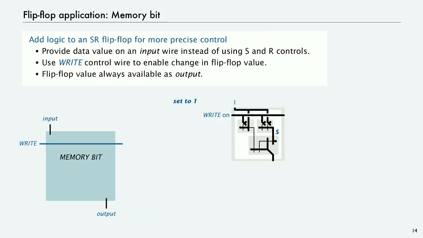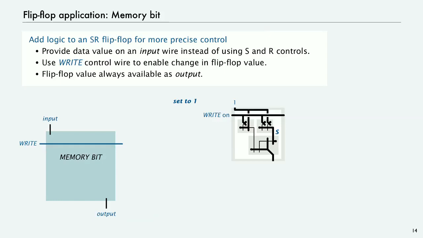And usually we think of turning this on just briefly, just enough to get the flip-flop to flip for a few gates, and then we turn it off right away. So now you can see with that write on and the input 1, we AND those two signals and then feed that to S. So S is going to be 1 if and only if both our input is 1 and write is on. And when S is 1, then the flip-flop gets the value 1.